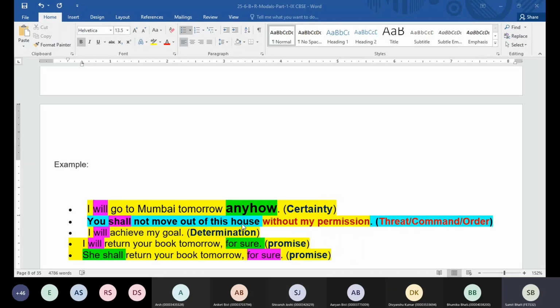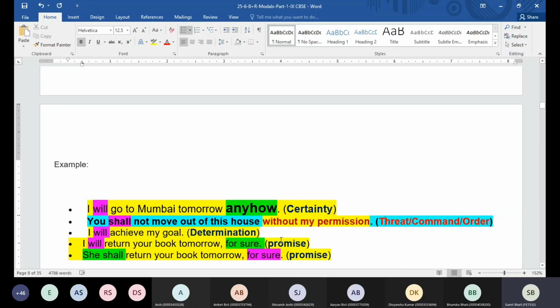Now, "You shall not move out of this house without my permission." Do we say you will or you shall? Here we are using shall over will. Why? A command. Yes, there is a command here. We are saying that without my permission, this thing shall not happen. I'm not saying this thing will not happen, I'm saying this thing shall not happen. So there is a threat, command, or order.